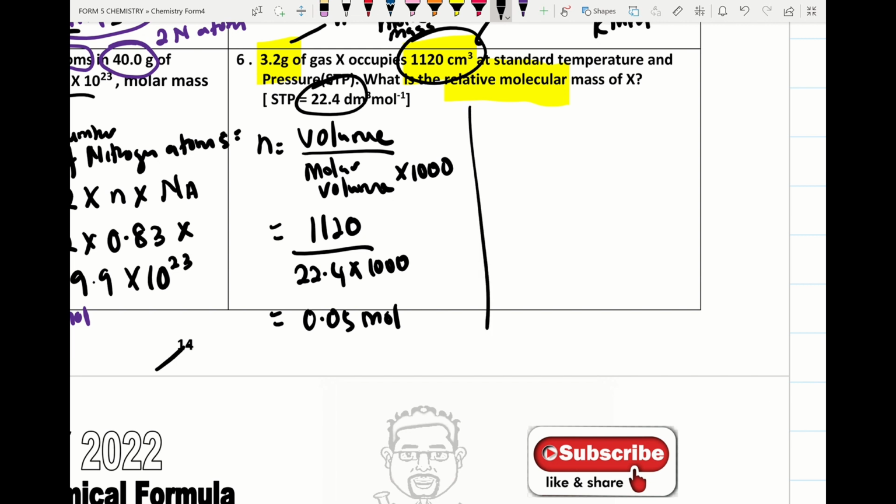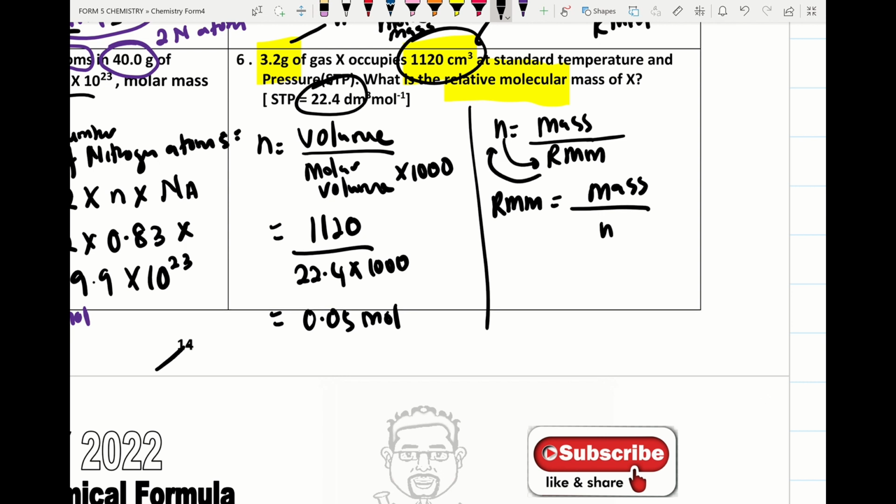Alright, second step, we try to do the second step. We take this formula, mass over molar mass. So the molar mass refers to the RMM. So we change this one into RMM. From here, we want to find the RMM. So how to find the RMM? We take the mass, divide by N. Bring this one down, bring this one up. Alright, so the mass given here is 3.2 gram and the number of mole that we already obtained is 0.05. So the answer will be 64. So this is the answer.